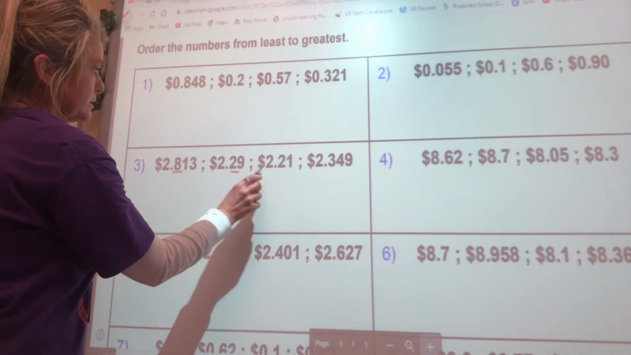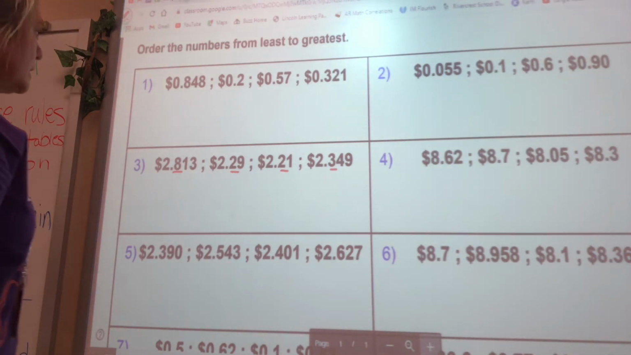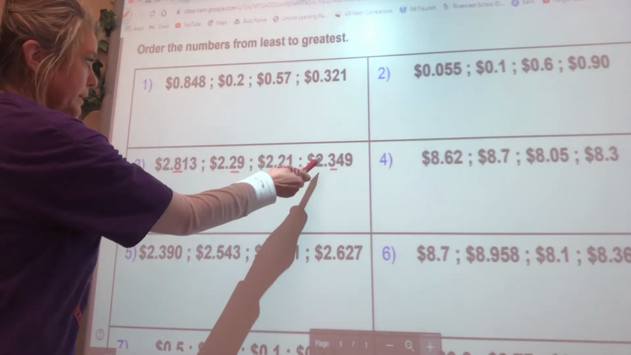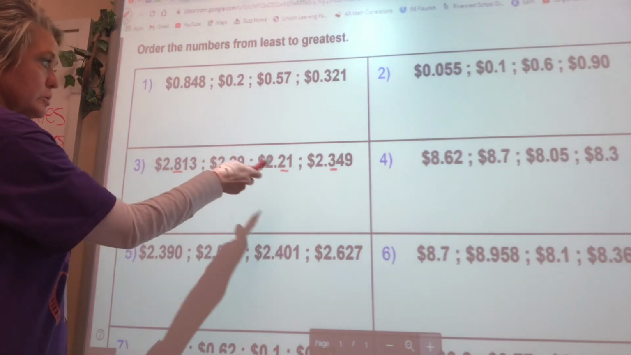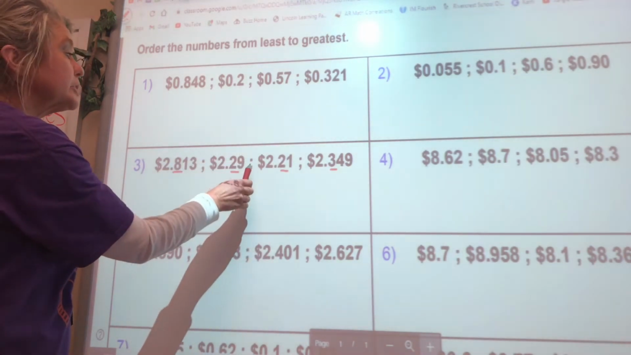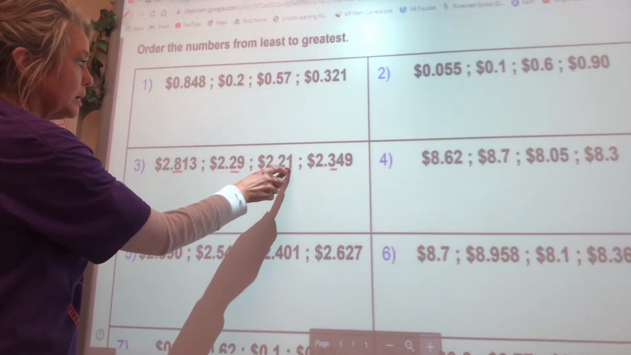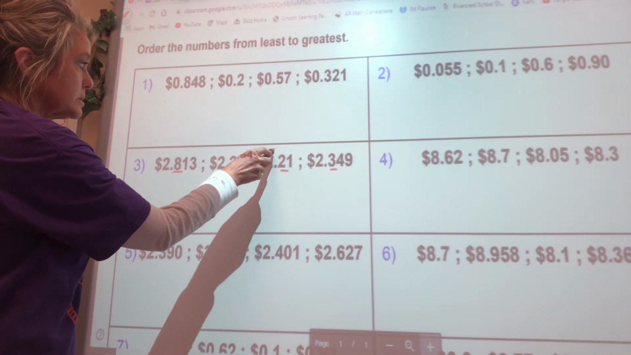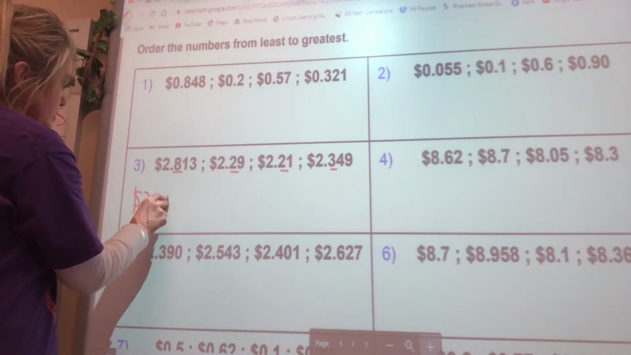I have an 8, a 2, a 2, and a 3. Well, I know it's not him or him because they're bigger than the 2's. So now I got to decide which 2 goes first. So I got to look at the 100th place. Well, in the 100th place, I have a 9 and a 1. 1's the smallest, so this is going to be my smallest figure, $2.21.